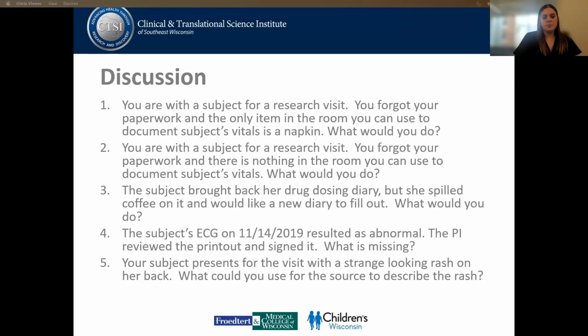So number 5, your subject presents at the visit with a strange looking rash on her back. What could you use for the source to describe the rash? Yep, and then obviously your own observations as well as the subject's oral report. So once again, that's making sure that you have those text boxes available on your source documentation where the PI can write down what he's seeing, you can write down what you're seeing, and you're asking the patient questions and engaging in a conversation with them to get that information.